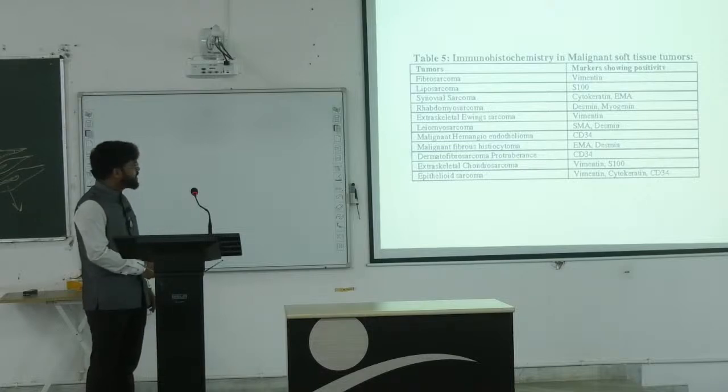This is a very tough entity. Leiomyosarcoma is positive for SMA and desmin. Then again, epithelioid sarcoma: vimentin, epithelioid. Epithelioid, that is, it has an epithelial-like structure, so it is positive for cytokeratin, CD34.